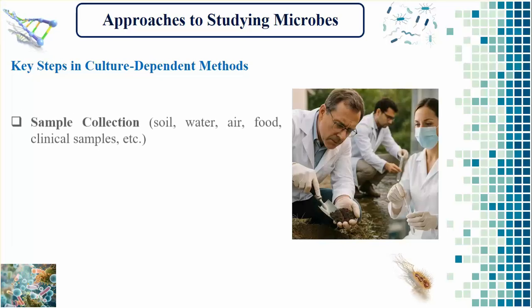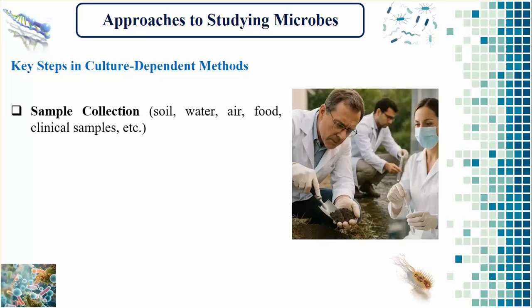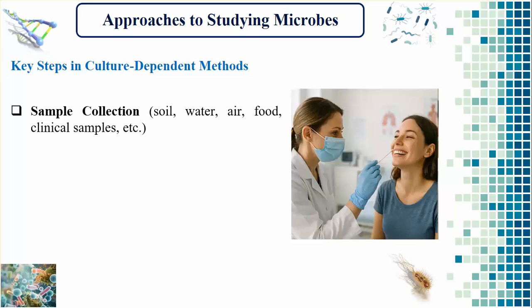The first step is sample collection. Microorganisms are collected from different environments such as soil, water, air, food, or clinical specimens. These samples may come from natural ecosystems, industrial settings, or from the human body. The goal is to obtain microorganisms from their original environment so they can be studied in the laboratory.